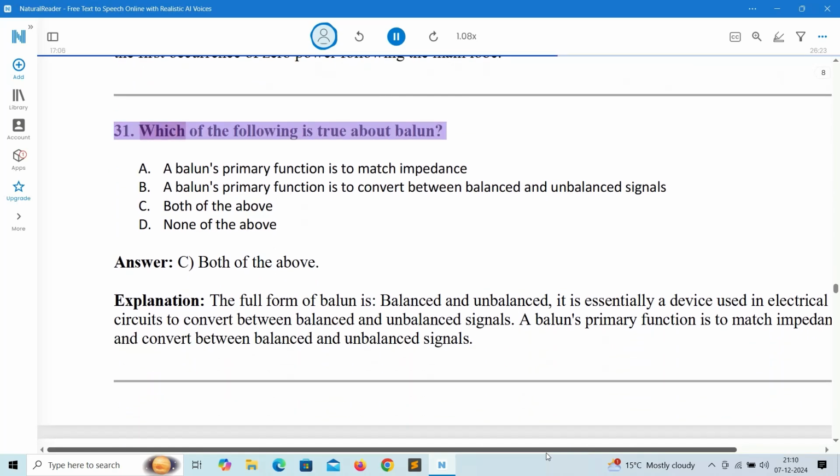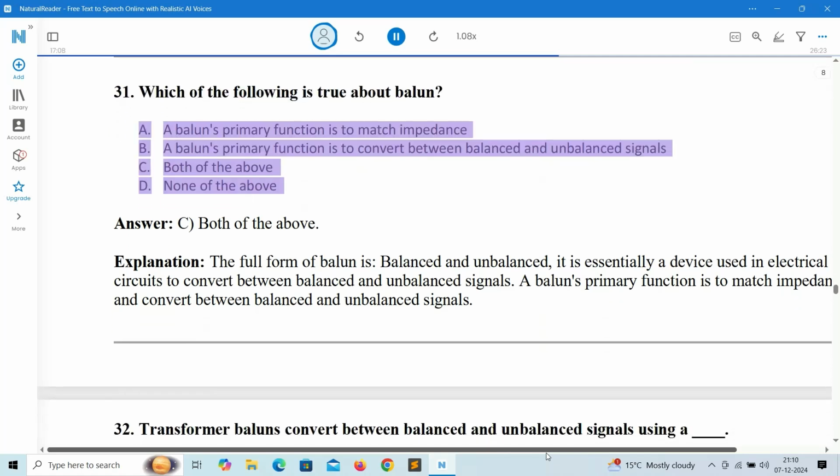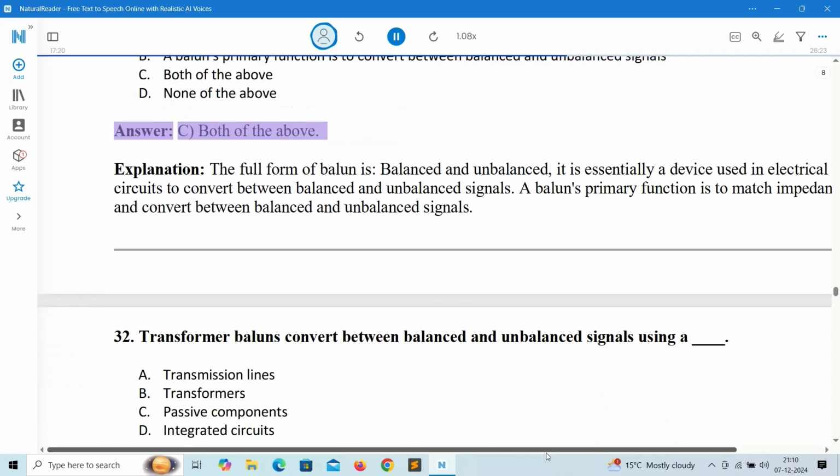31. Which of the following is true about balun? A. A balun's primary function is to match impedance. B. A balun's primary function is to convert between balanced and unbalanced signals. C. Both of the above. D. None of the above. Answer: C. Both of the above.